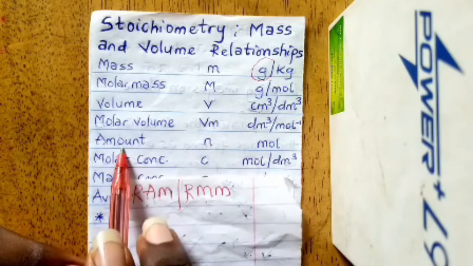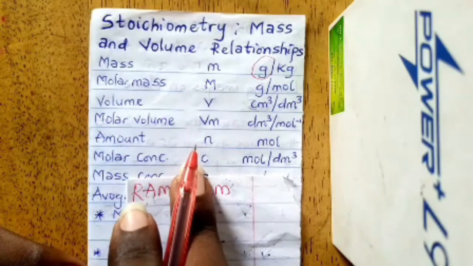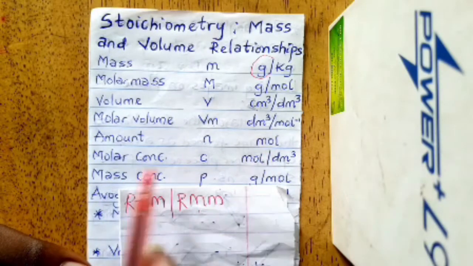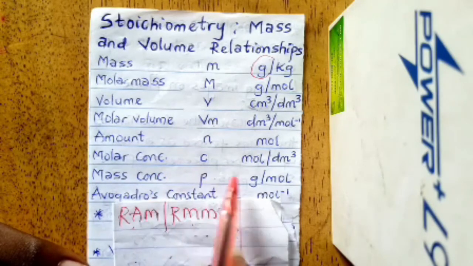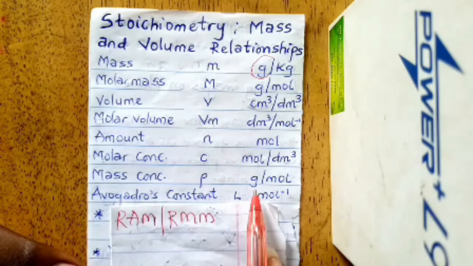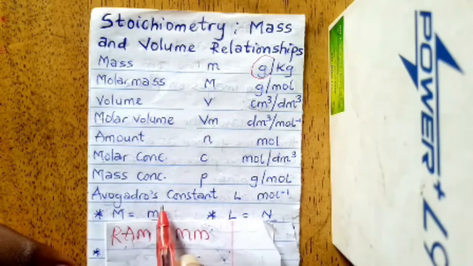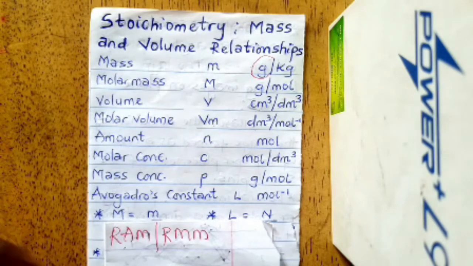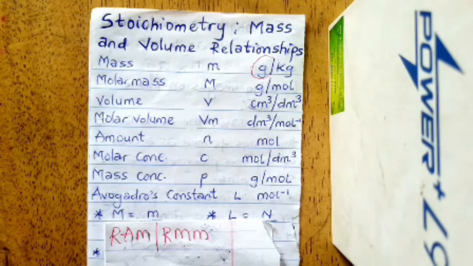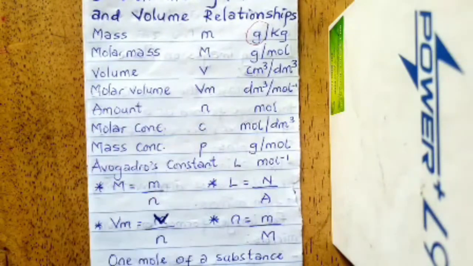And we have our amount, the amount of substance, the number of moles. We have n, which is in mole. We have molar concentration, C, which is mole per dm cube. And we have mass concentration, rho, which is gram per dm cube. Also, we have Avogadro's constant, which is in per mole. So these parameters are what we are going to be using. The simple combination of these parameters is what we'll be looking at in order for us to be able to understand the use of stoichiometry to solve chemical equations.